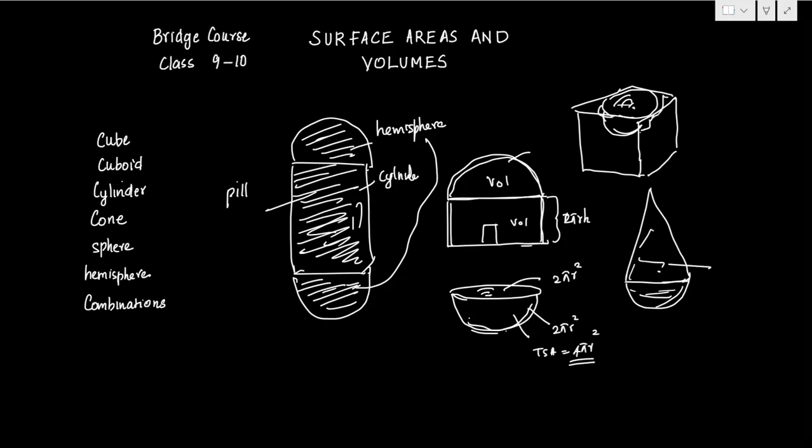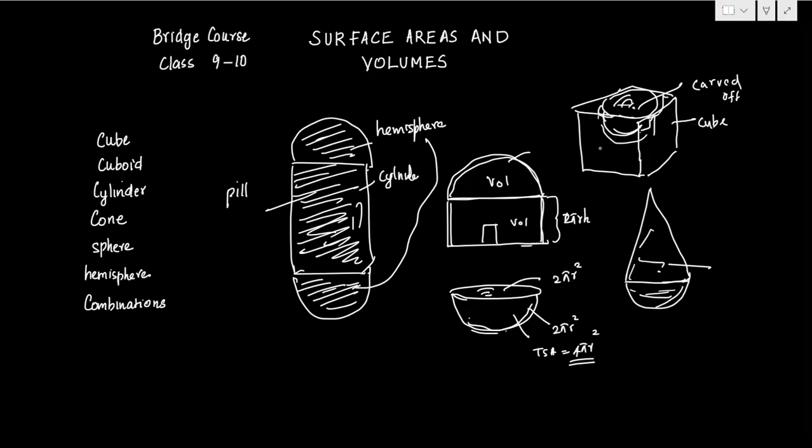So this diagram did not come out very well, but this is basically a cube in which a hemisphere is carved off. So here, if you want to find the volume, you find the volume of the cube, you find the volume of the hemisphere, you subtract the hemisphere volume from the cube volume.